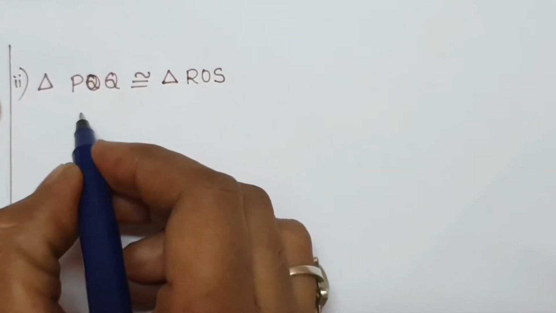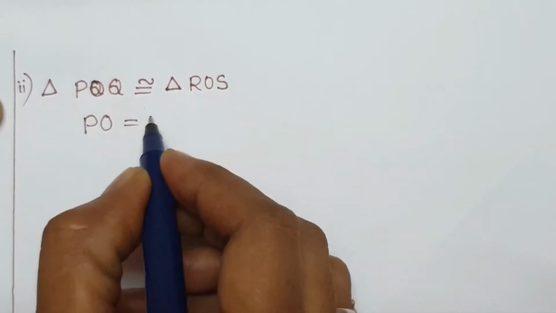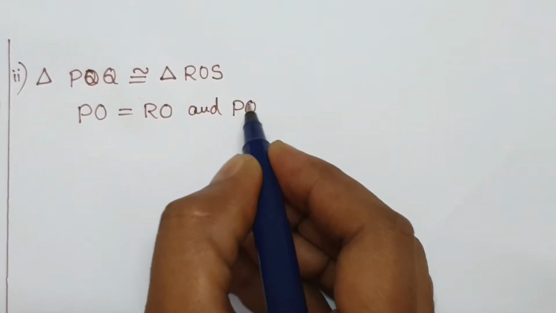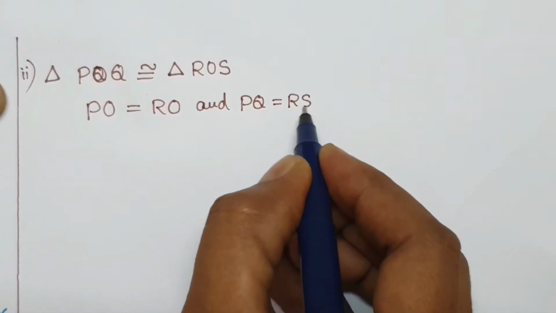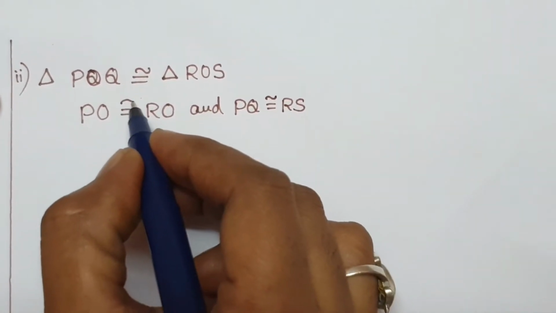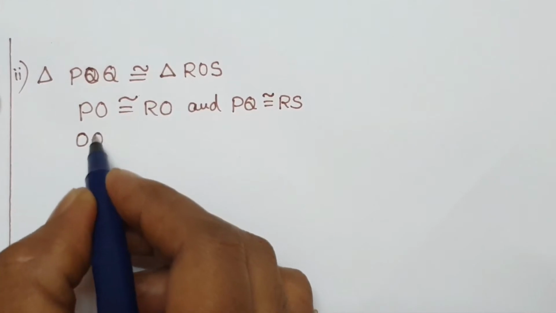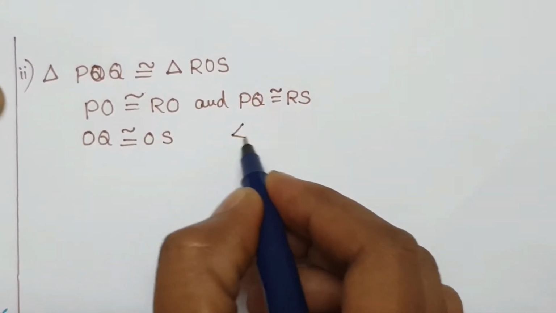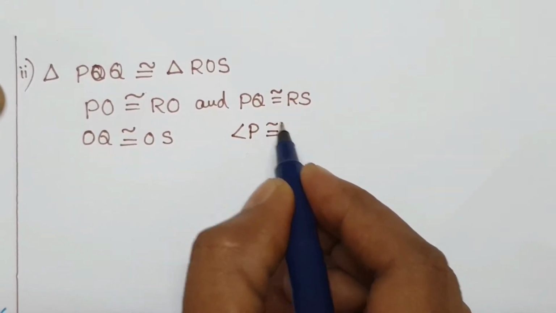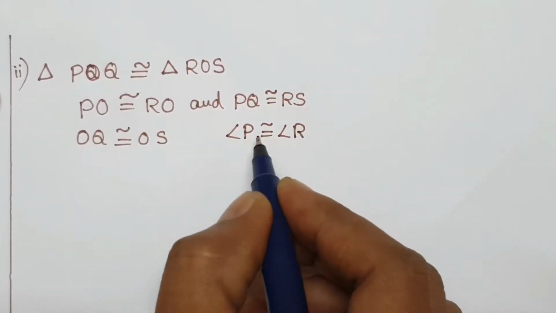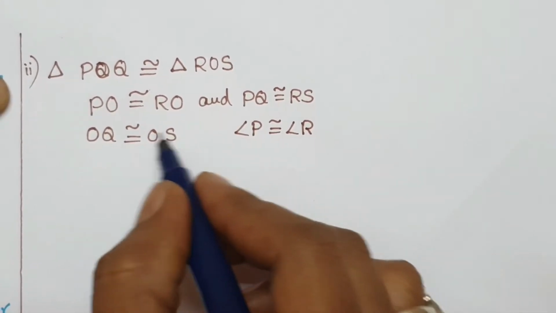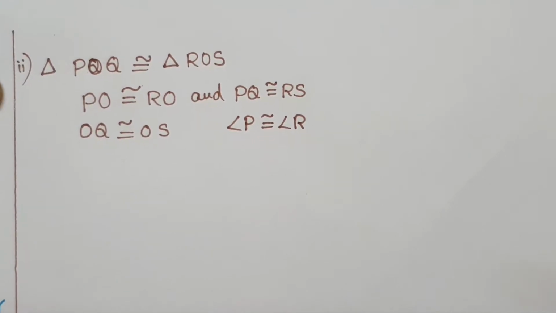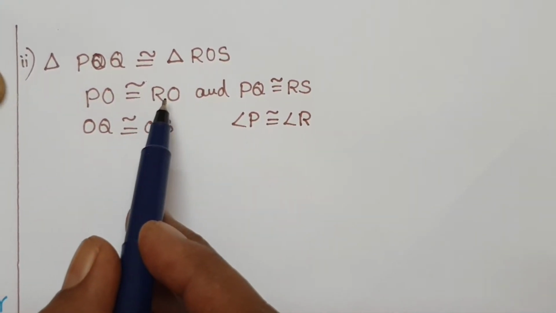Observe the diagram. PO is equal to RO, and also PQ is congruent to RS. OQ is congruent to OS and angle P is congruent to angle R. Angle P is congruent to angle R means PO is 3 centimeters, and RO is also 3 centimeters.